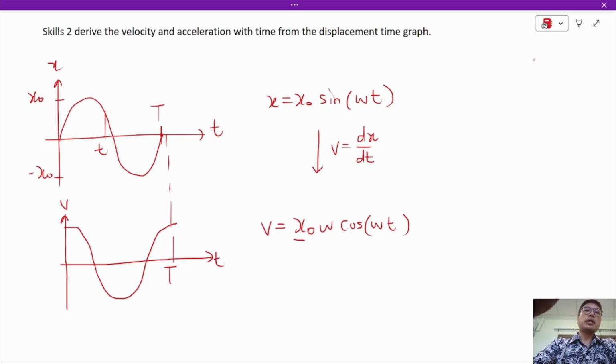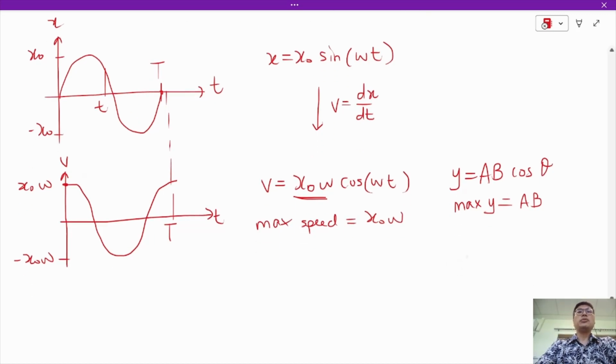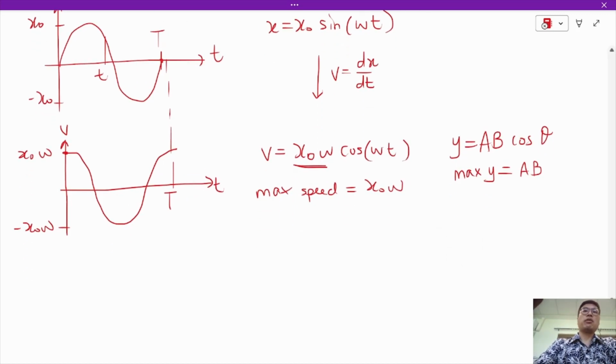But let's take a look at the coefficient. If I give you the formula y equals AB cosine theta, and I tell you to find the maximum value of y, you will say the maximum value of y is AB, wouldn't you? So over here, the maximum value of the velocity will be x naught omega, and over here is negative x naught omega. So we can easily write down that the maximum speed of the oscillation is x naught omega.